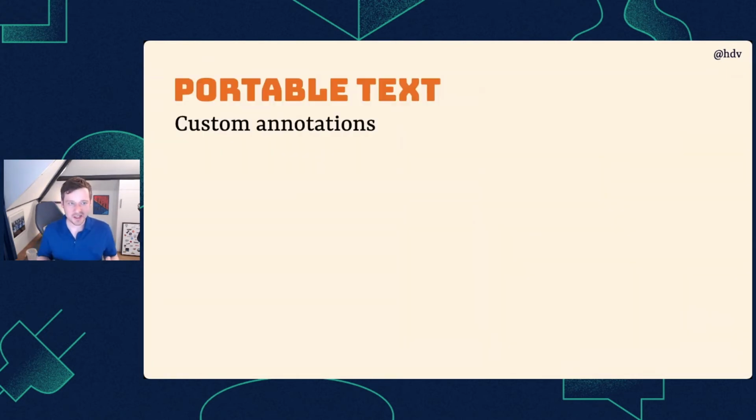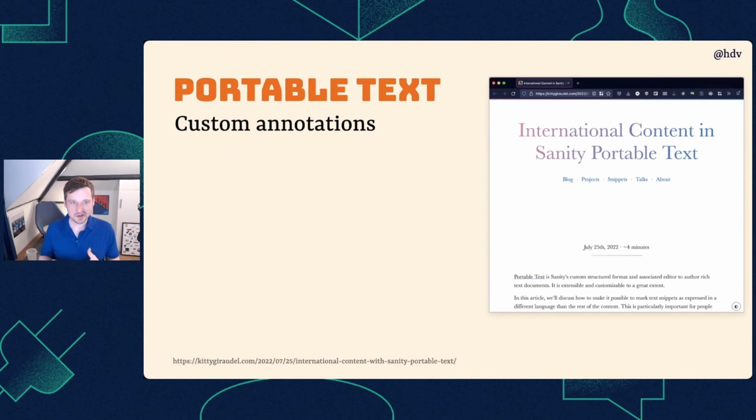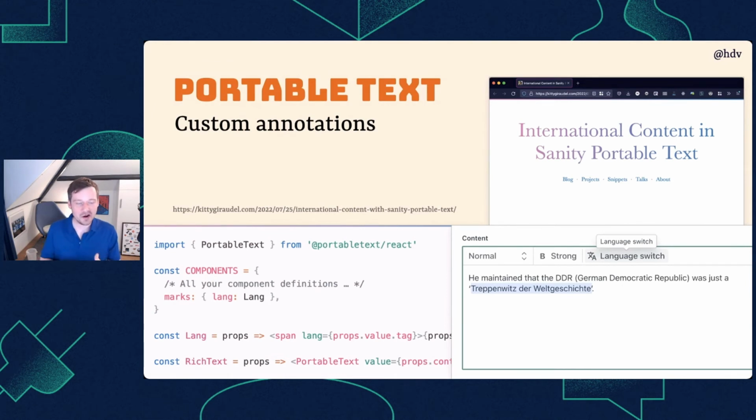Now, in portable text, we can do this with custom annotations. And that's something our awesome community member, Kitty Giordell, has done this week. They showed this in a blog post, so I won't be talking about it too much. You can check out their blog post, it's more clear. But basically, they've created a custom annotation which adds a language switch to their portable text editor. So you can select some text and say, I want this to be in this language, and then they render it as a span with that lang attribute available.